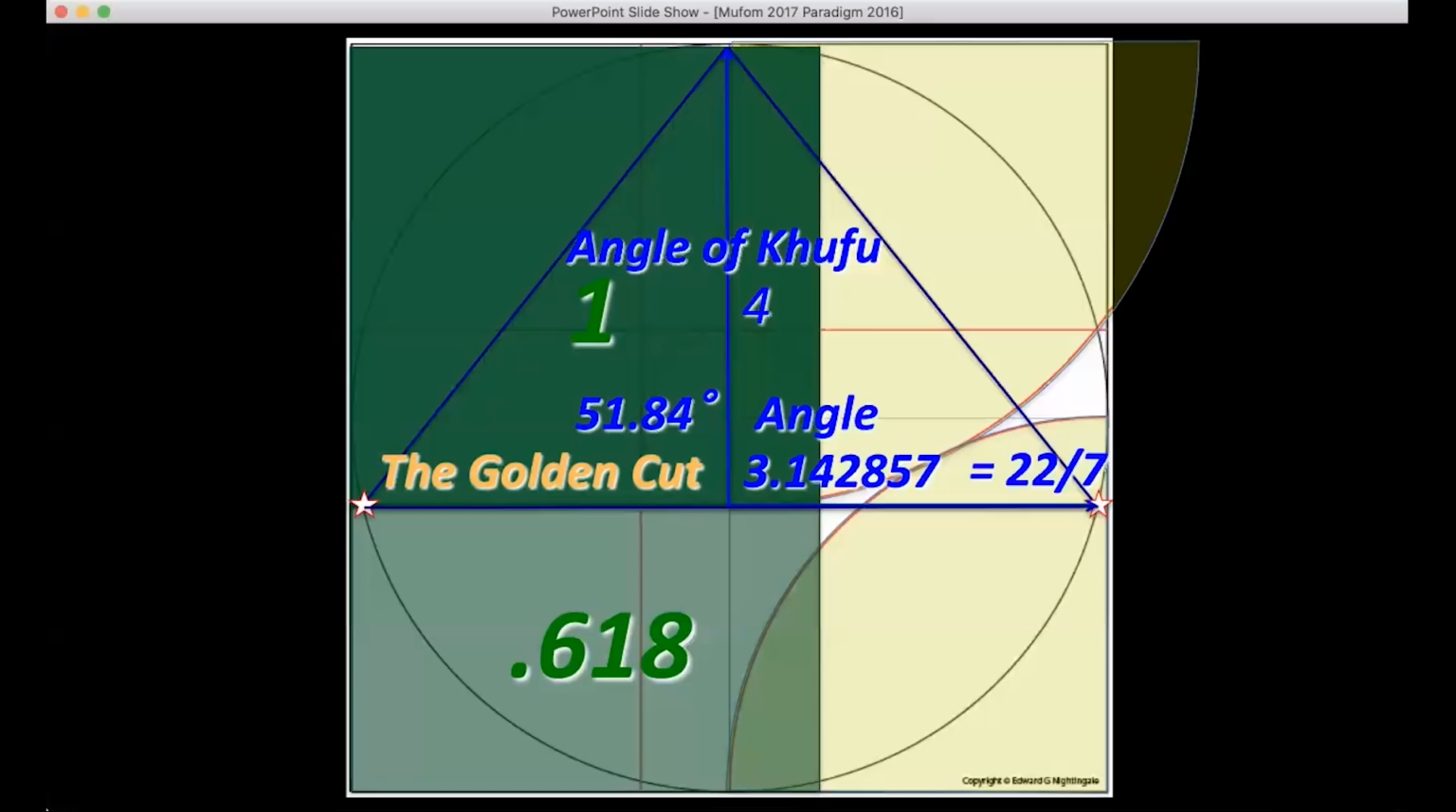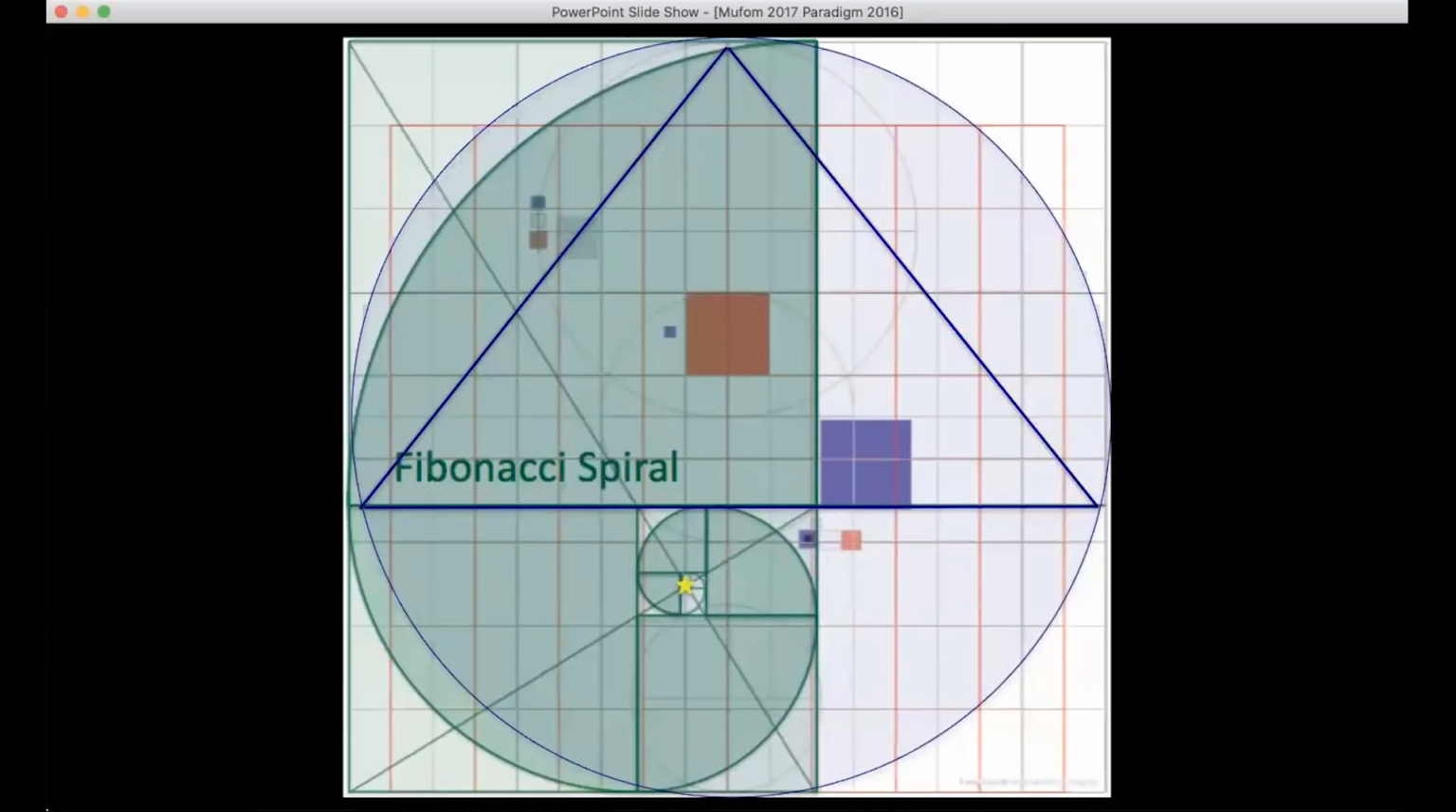So now we've got the two angles of two of our main pyramids already. Now we're going to look at how that relates to the lineup of our three pyramids and the spiral within that we just created using the golden section. From that, where we divided our circle to create the angle of Khufu, that now sits right on top of the spiral.